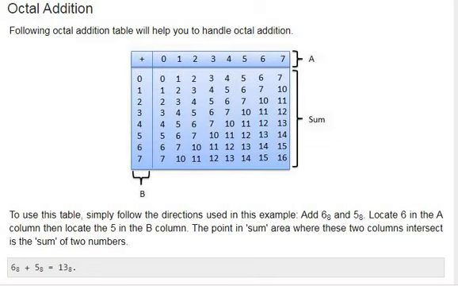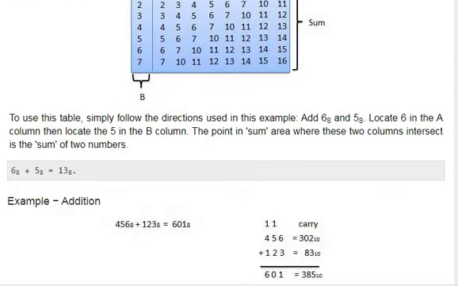7 plus 2 is 9. Divide by 8, it is 11. Similarly, 7 plus 7 is 14. Divide by 8, it is 16. So use this table. So this is an example of octal number addition.